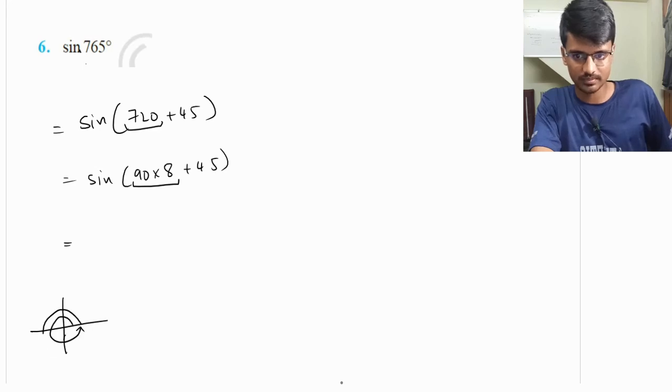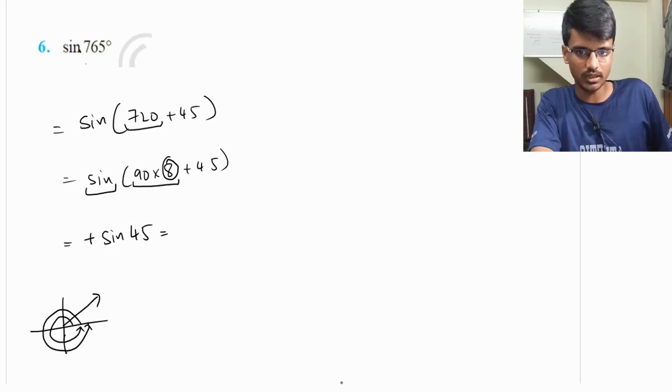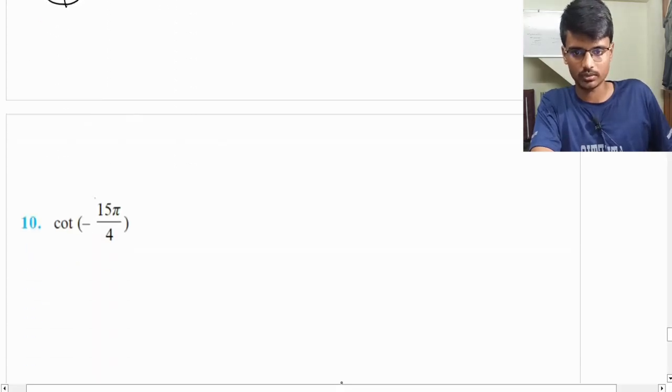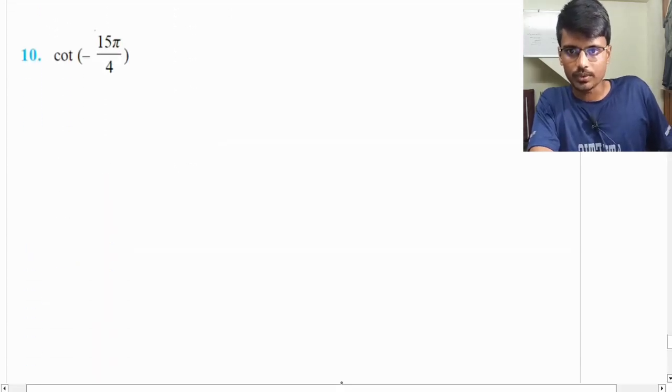360, 720 and 45 degrees. So the terminal side comes in the first quadrant, which means our sign is positive. And our 8 is also an even number, so our trigonometric ratio also will remain same, sine of 45. Sine of 45 is nothing but 1 by root 2. Okay, simple.